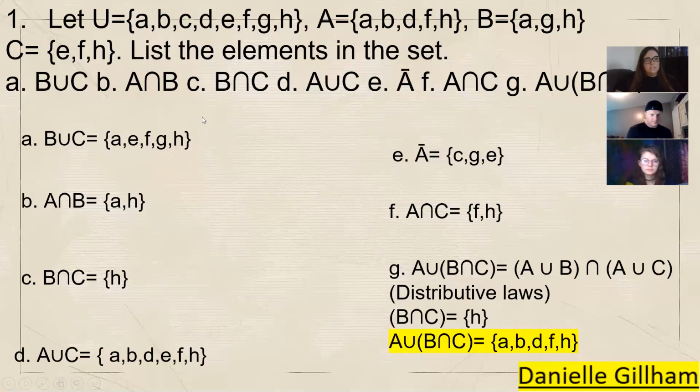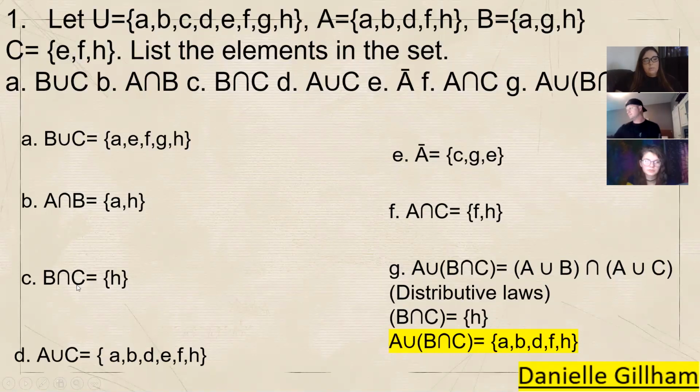All right, so let's do the sets. So you have B and C. B or C together are A, B, D, F, G, and H. And then there's A and B. A and B together have A and H in common. So that's your answer for that one.